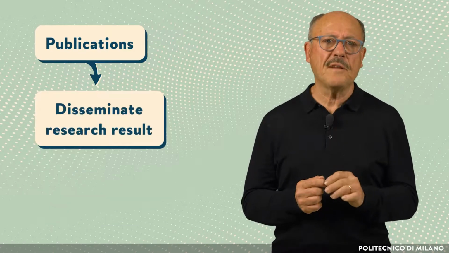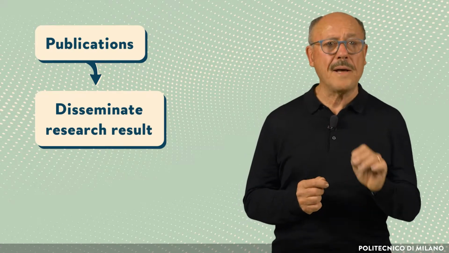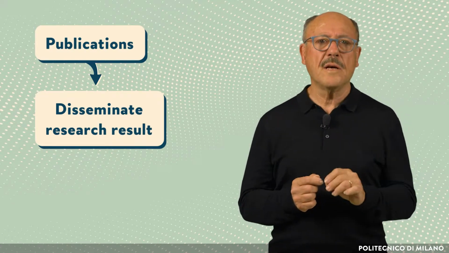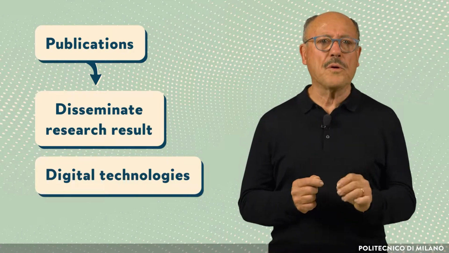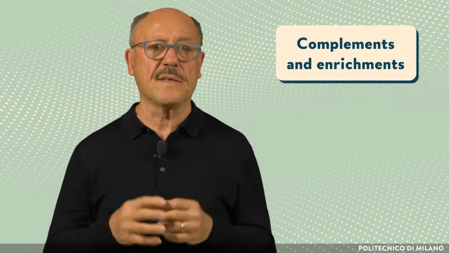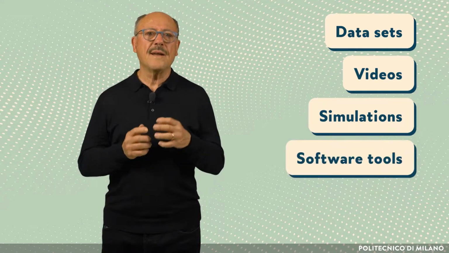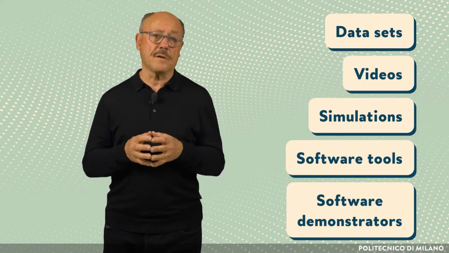Publications are the main and most traditional vehicles to disseminate research results. Other forms have also been emerging in the past decades, mainly thanks to digital technologies which support diffusion of a variety of additional artifacts. In general, they should not be viewed as substitutes for scientific papers, but rather as complements and enrichments. Examples are datasets, videos, simulations, software tools, and any kinds of software demonstrators.